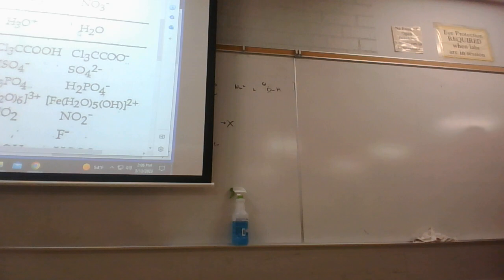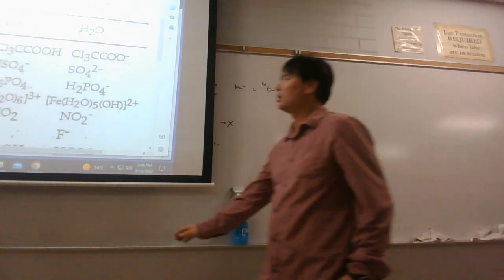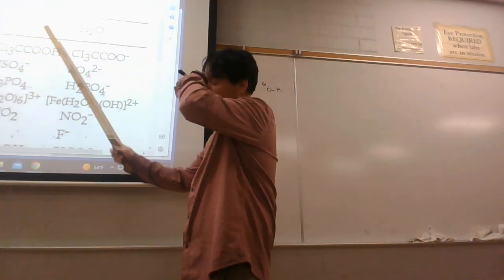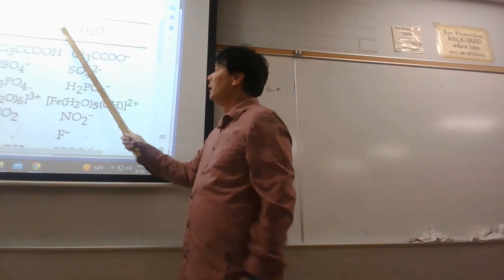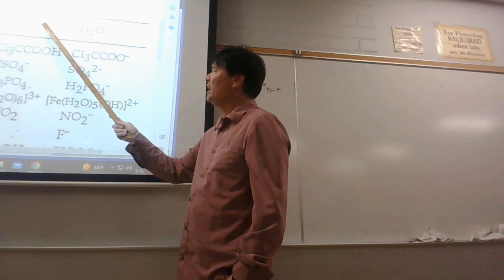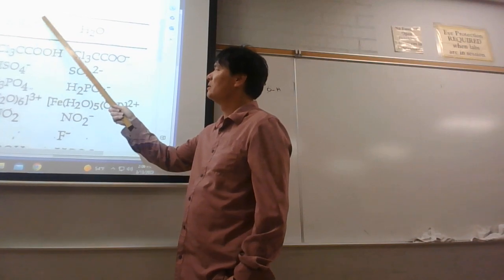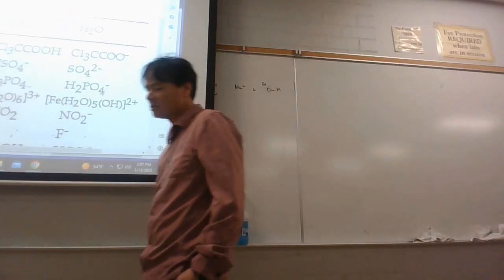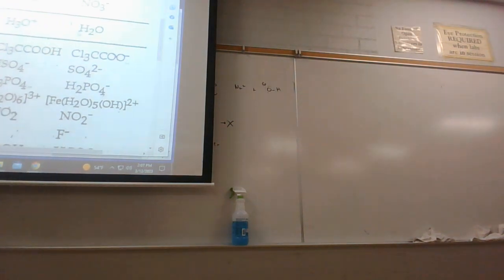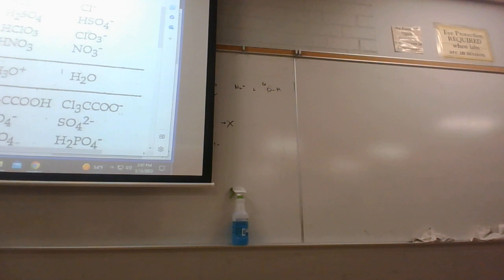So what is the strongest acid that can exist stably in water? The strongest acid that can exist stably in water is hydronium. Hydronium is the strongest. And so the complication in this chart is any acid stronger than hydronium doesn't exist in water. It's like protons. H plus doesn't exist in water. It's going to react to form hydronium.